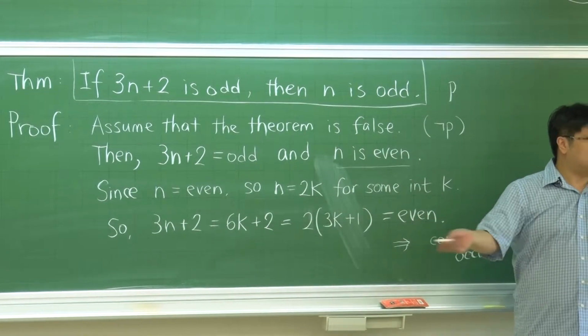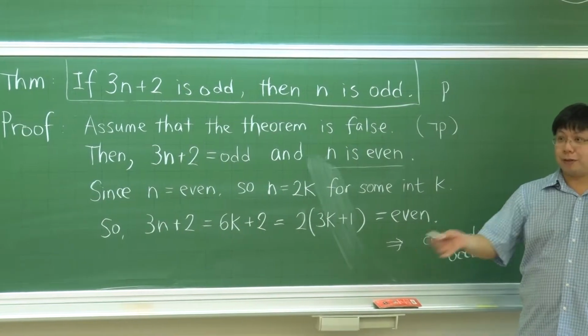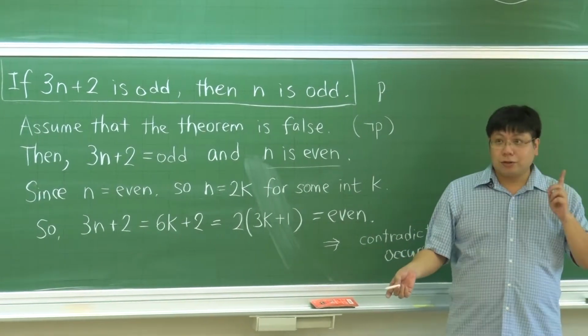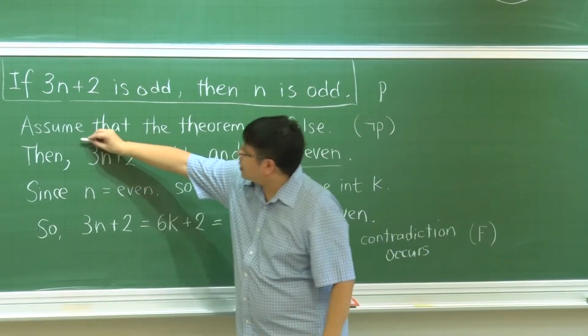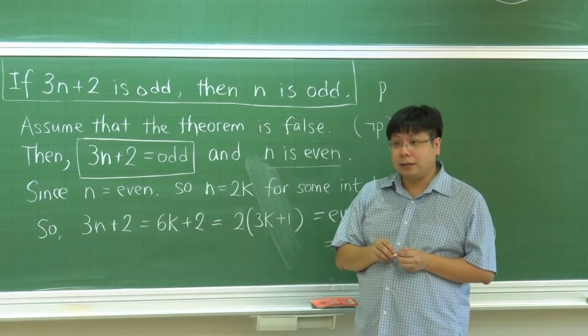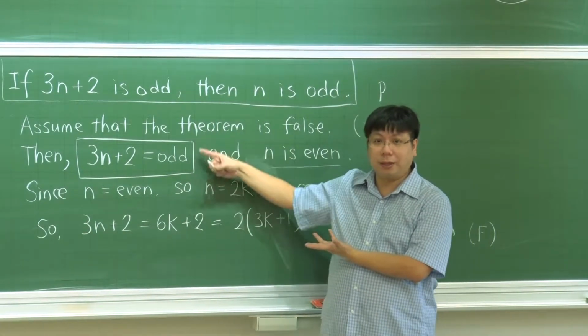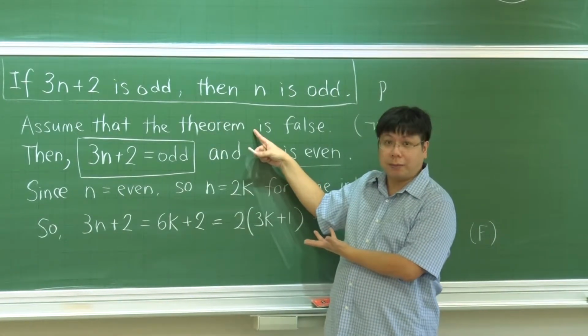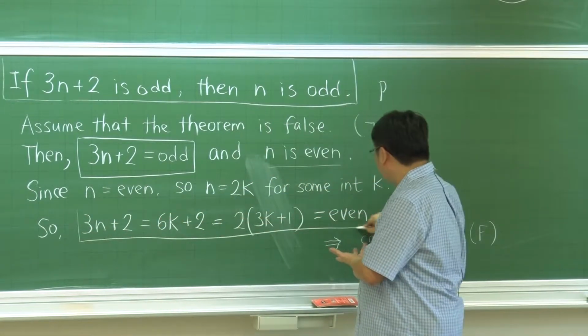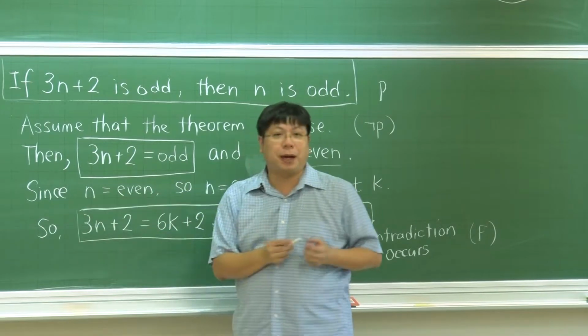Well, I'm saying that 3n plus 2 is even. So nothing wrong, it could be even, right? The contradiction actually occurs when we have this sentence, 3n plus 2 is equal to odd. This is something like a premise or a mini conclusion starting from this part. And then we have another mini conclusion, 3n plus 2 is even, from this part.